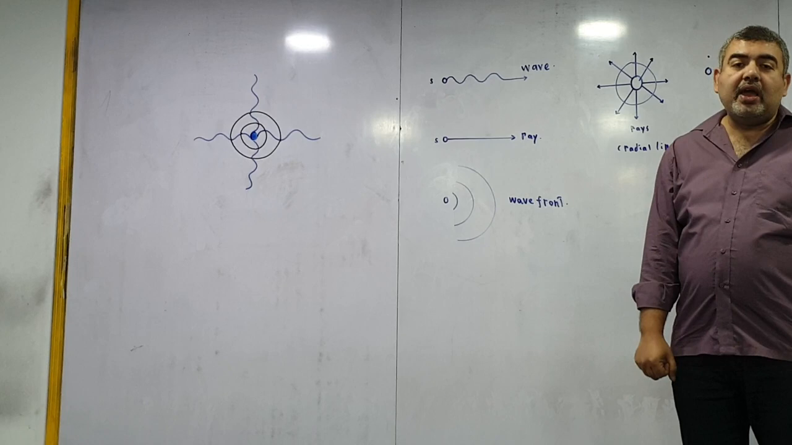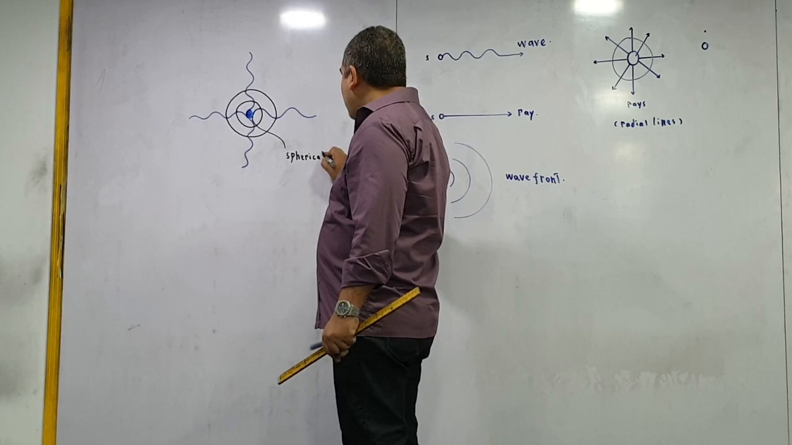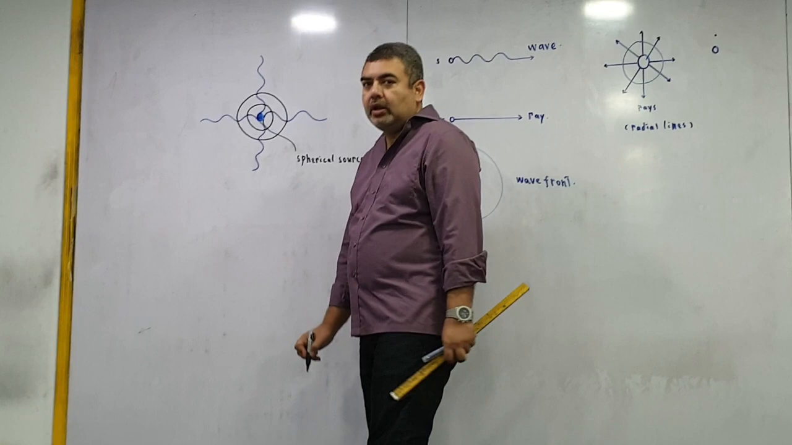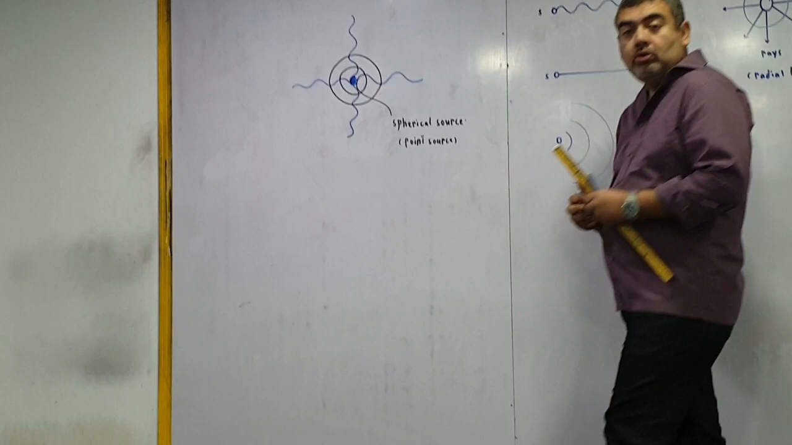And if we have a spherical source, what kind of source do we have? This is a spherical source. Spherical means ball-like. It's not a circle, it's three dimensional. We can call it a spherical source or a point source. So waves are emitted in all the directions.